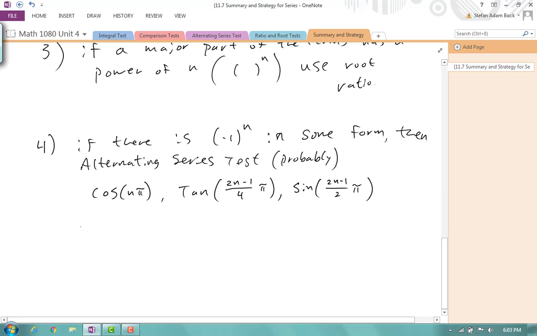Another test, if the alternating test doesn't fit, so maybe if I separate off the alternating part, I still have some occasional negativity in the remaining part of the problem, I might consider absolute convergence. And I might be able to brute force that, or depending on my problem, this could mean using the root or the ratio test again.